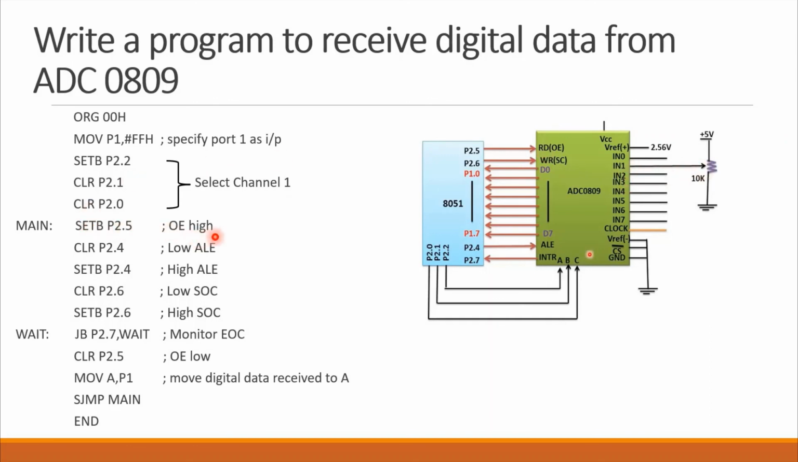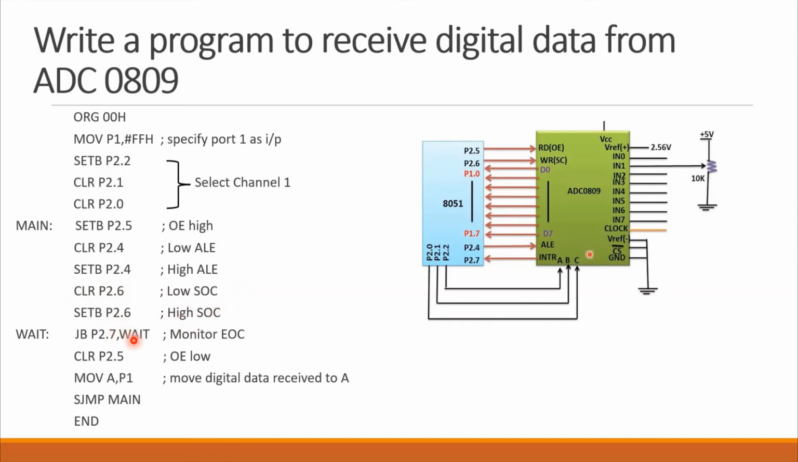Then give output enable high to low. First of all, we make it high; we will make it low when the conversion process is done. Then address latch enable has to be given a low to high. So we provided low to high on P2.4, which is connected to address latch enable. Then for start of conversion you have to provide low to high. Again, low means clear, high means set. Once you have made it high, the conversion process has started.